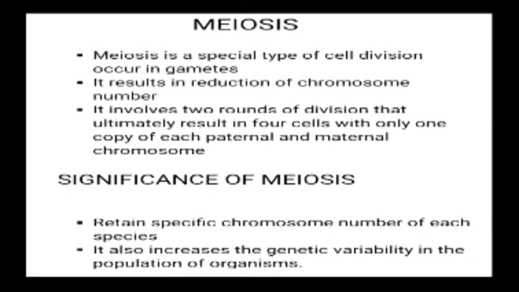We know that a new individual is formed by fusion of gametes. The chromosome number from the male gamete will be 23 and that from the female gamete will be 23. Together they form a zygote with a chromosome number 46. That is, the chromosome number is retained. It also increases the genetic variability in the population of organisms because a new individual is formed by the fusion of two gametes from two parents.